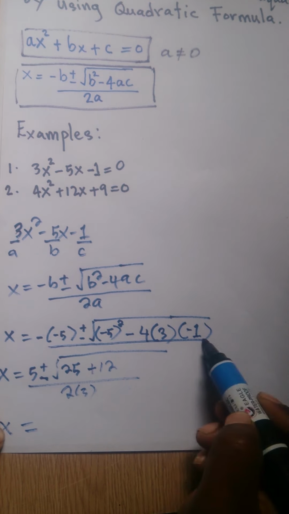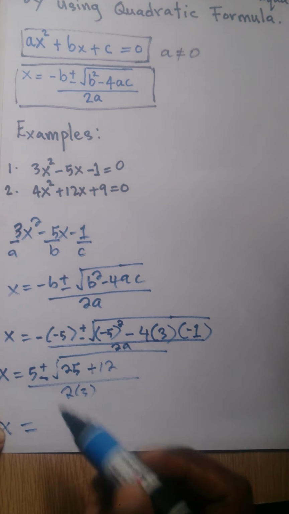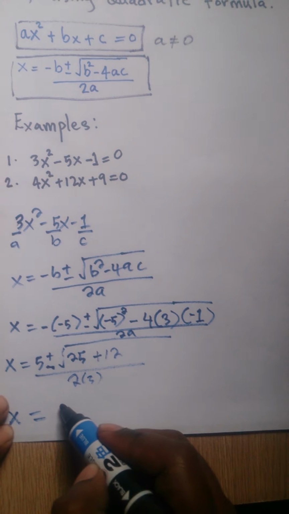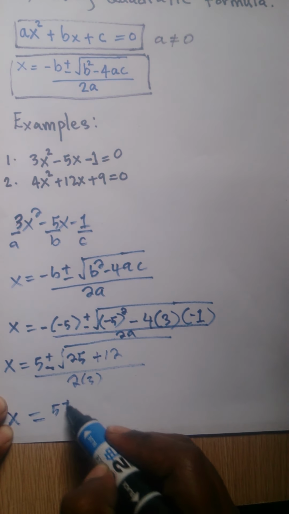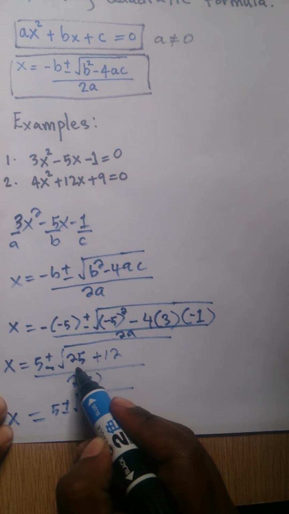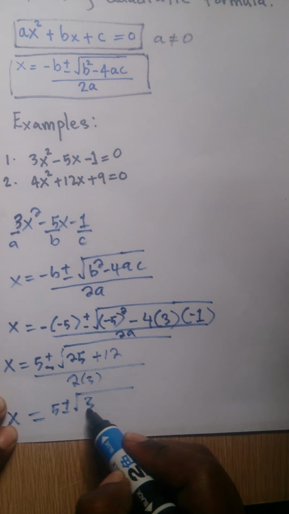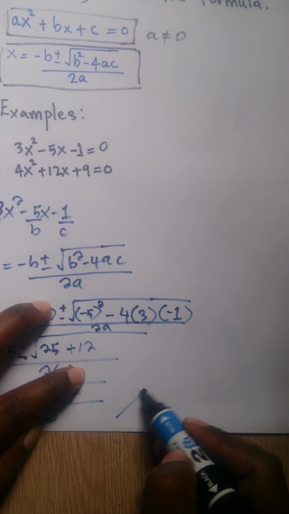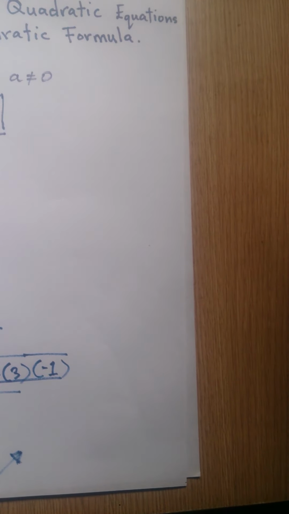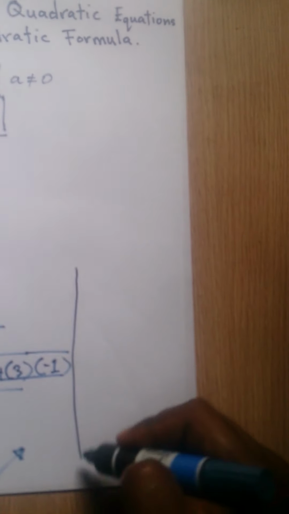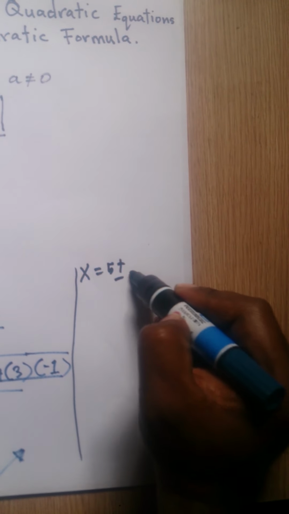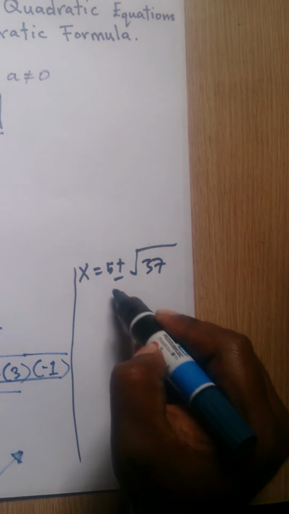So x equals 5 plus or minus the square root of 25 plus 12, which is 37, all over 6. So we have x equals 5 plus or minus the square root of 37, all over 6.